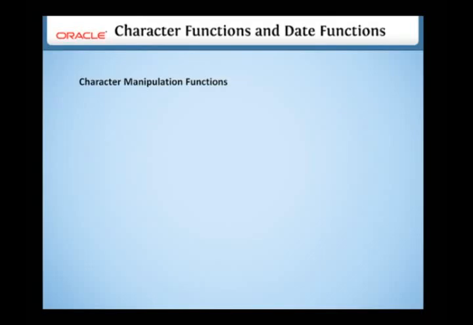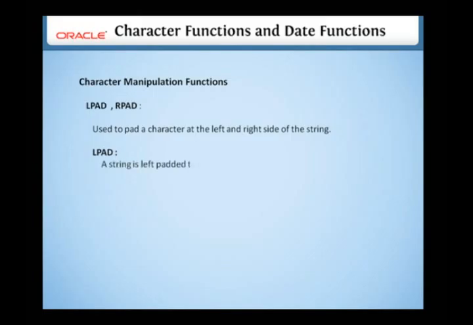Here we will see the remaining types of character manipulation functions. Let's resume our discussion in character manipulation functions with LPAD and RPAD. These two functions are used to pad a character at the left and right side of the string. In the LPAD function, a string is left padded to length n with a character. RPAD is similar to LPAD, but it pads the character on the right side.